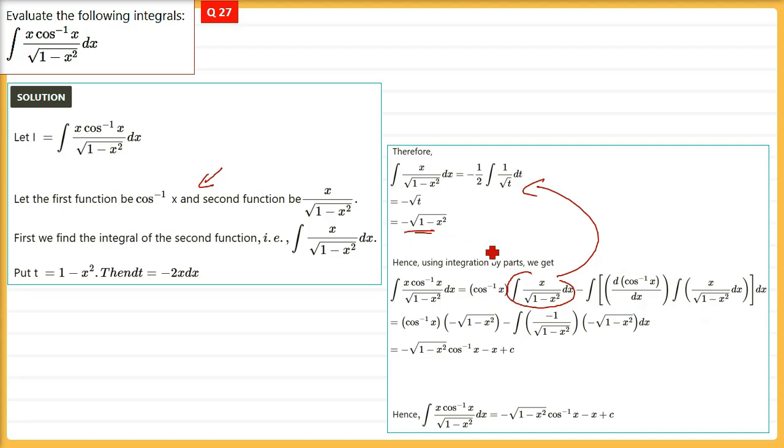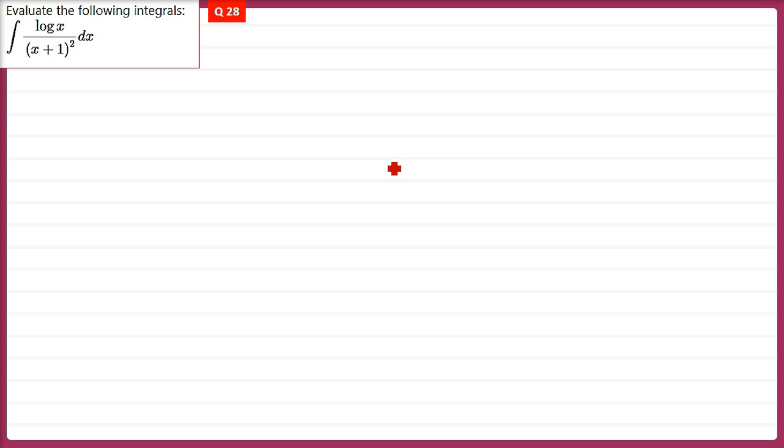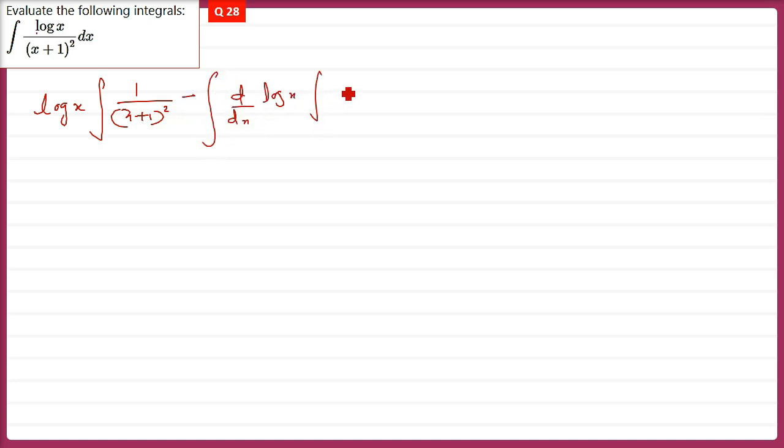That you have to keep it here. And integration of x by under root 1 minus x square dx has to be done separately because it will need some effort. Now we have log x divided by x plus 1 whole square, with the dx. First function we will take as log x, and then the integration of 1 by x plus 1 whole square, minus integration of d by dx of log x and then integration of 1 by x plus 1 whole square dx, and this whole with a dx.